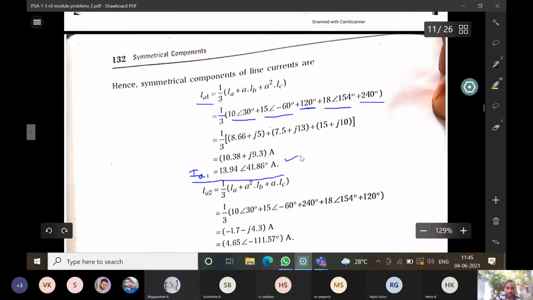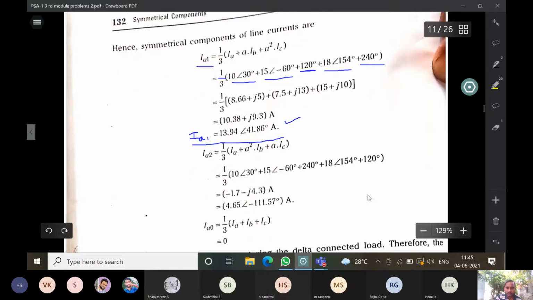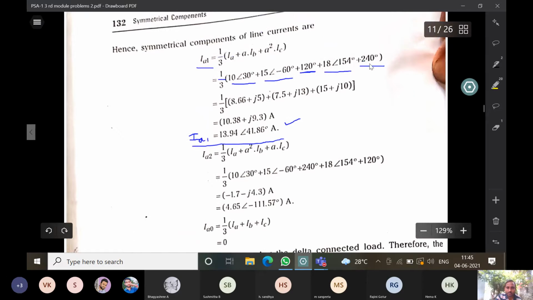Okay. Similarly, calculate IA2, 1 by 3 times of IA plus A square IB plus A into IC. You interchange these two: in the place of 240, you write 120, and in the place of 120, you write 240. The remaining everything is the same. Already you have pressed these things in the calculator. Only interchange 120 and 240 and calculate it. So what is IA2?